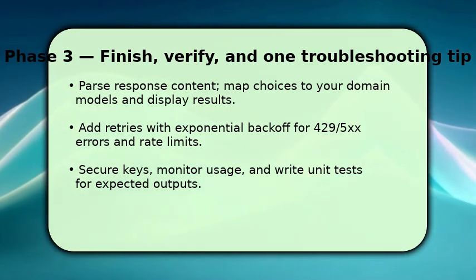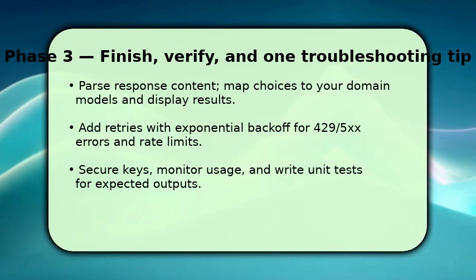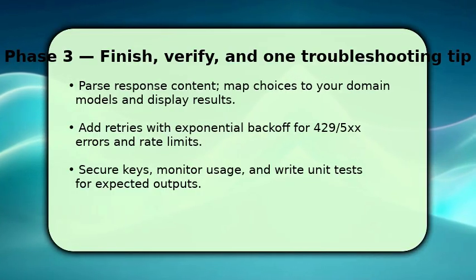If things go wrong, check for mismatched model names, exceeded quotas, or missing scopes. Reproduce with a minimal request, then increase complexity once stability is confirmed.